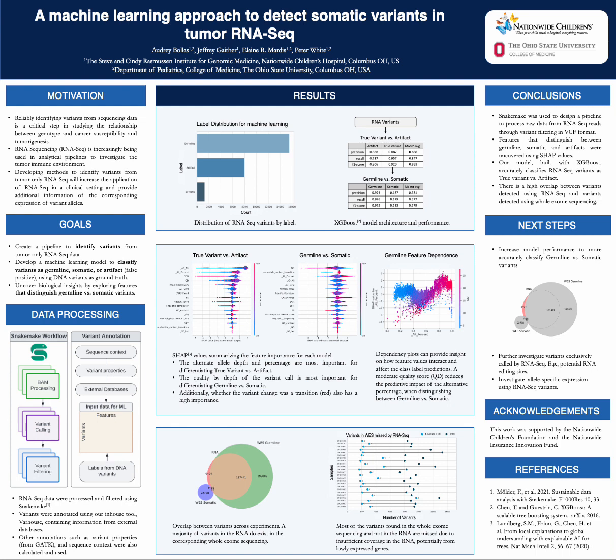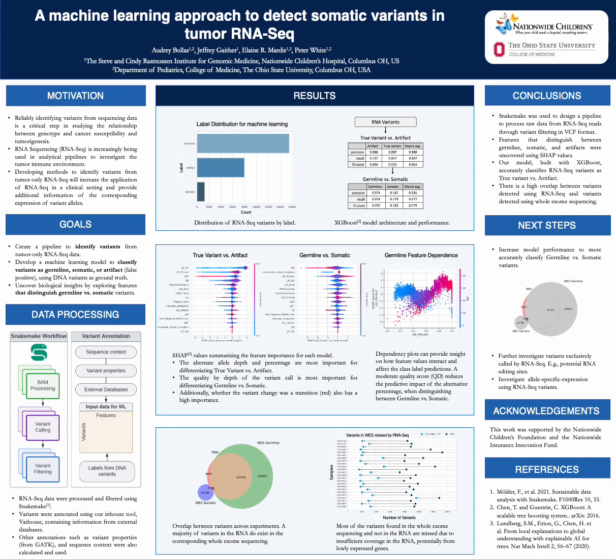So why do we want to do this? Firstly, reliably identifying variants from sequencing data is a crucial step in studying the relationship between genotype and cancer susceptibility in tumorigenesis. And RNA sequencing is increasingly being used in a number of different analytical pipelines, such as to look at gene expression, allele-specific expression, RNA editing, and now it's also starting to emerge as a way to uncover variants as well.